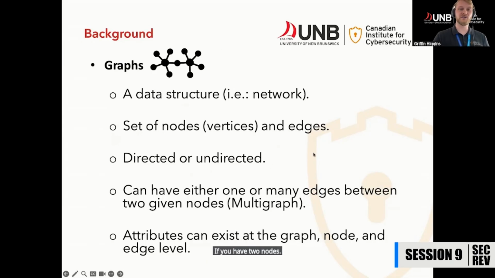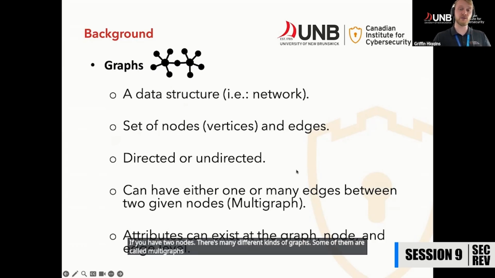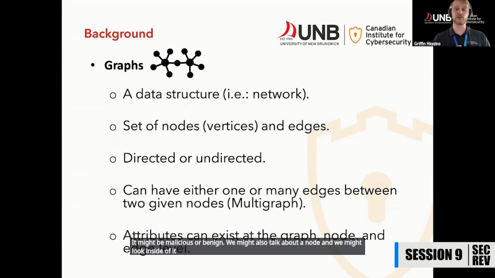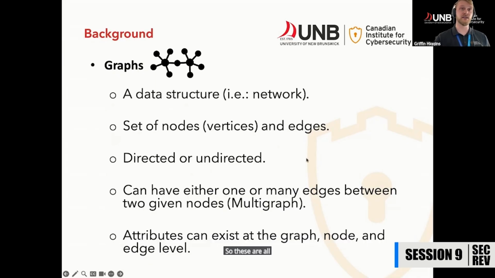There's many different kinds of graphs. Some of them are called multi-graphs, where you might have multiple edges between the same two nodes. And graphs can also have attributes. So we might talk about the graph as a whole. It might be malicious or benign. We might also talk about a node, and we might look inside of it and talk about its instructions, right? Or we might look at an edge and we might assign it a value in terms of how much it contributes to a final prediction of something being malicious or benign. So these are all just kind of things related to graphs that we might extend to programs later.